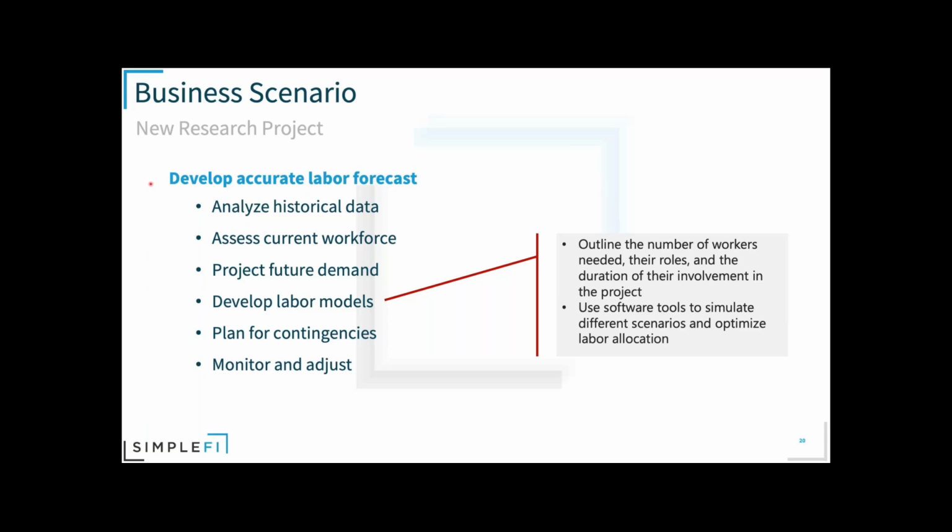Now we'll need to get into developing labor models. Getting back to the project at hand here, it's going to allow us to set the stage for the forecast. We're going to pull together the number of workers that are needed to perform the tasks we need. What type of roles do we need? Their particular time on the project. Obviously, this is something in theory we could all do on a piece of paper, but we know that's not the day and age that we live in. There are a lot of software tools out there that can simulate different scenarios for us, and we'll take a look at some of that as well.